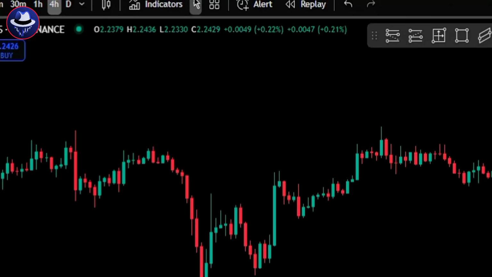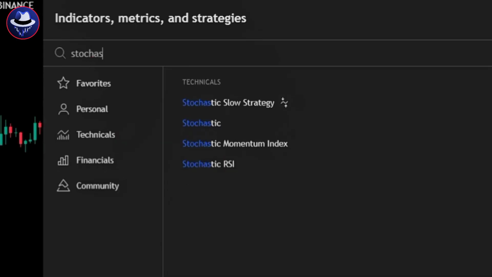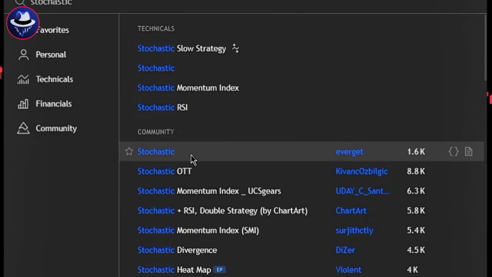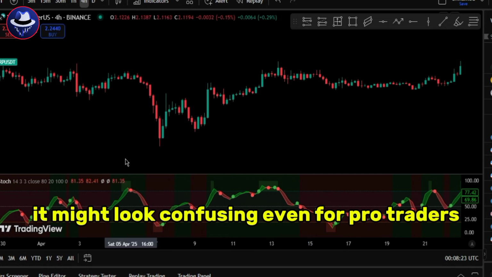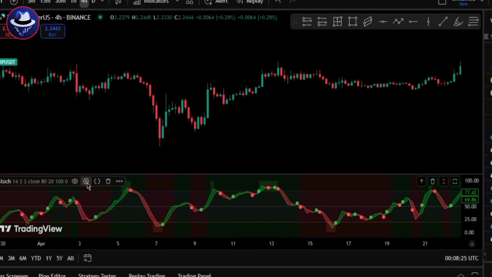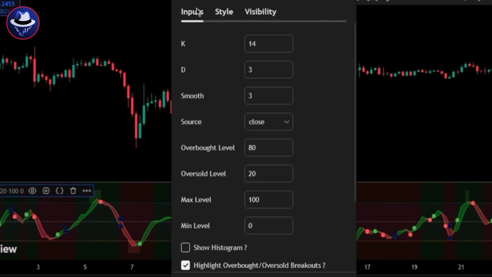Now let's check it out on TradingView. Go to Indicators, type Stochastic, and select the one by Everget. You'll see a chart appear at the bottom, but honestly, for a beginner, it might look confusing. Even for pro traders, it can be a bit much. So let's make it simpler. Go into Settings, click the Inputs. Set %K equals 14, set %D and smoothing equals 3.